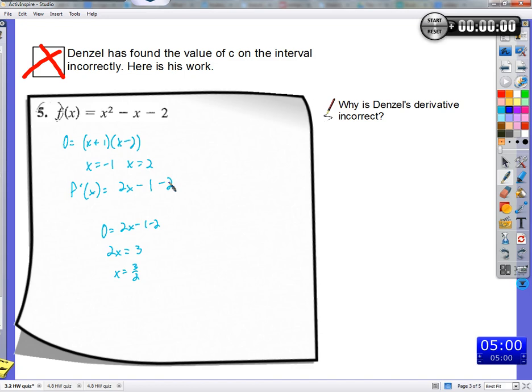Good catch. It doesn't need to be there, it's not part of it. And so then you'll go, it'd just be 1? So 3, so 1 half?